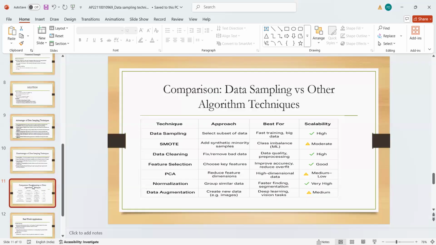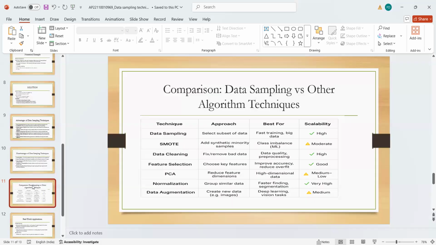Approach: add synthetic minority samples, best for class imbalance. Scalability is moderate. Data cleaning: remove the errors, best for data quality and pre-processing. Scalability is high. Feature selection: choose the key features, best for improving accuracy and reducing overfitting. Scalability is good. PCA approach: reduce the feature dimensions, best for high dimensional data. Scalability is medium to low.